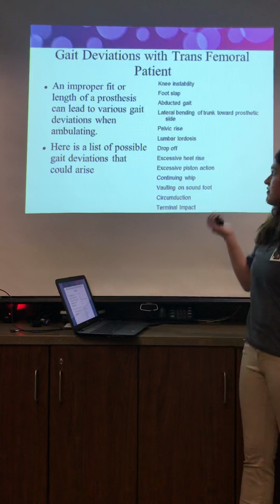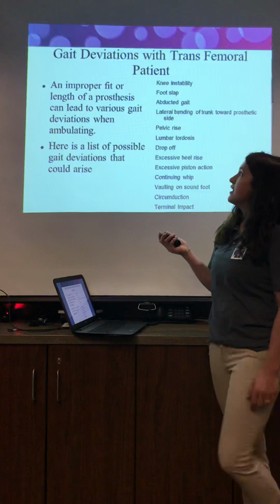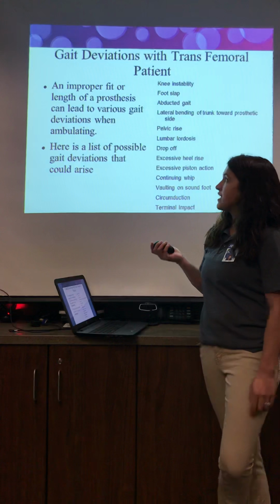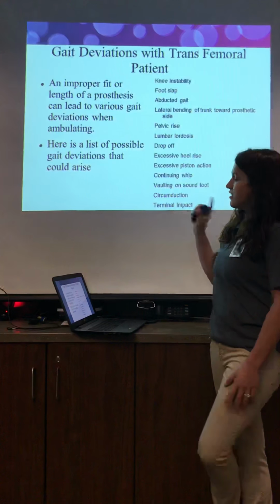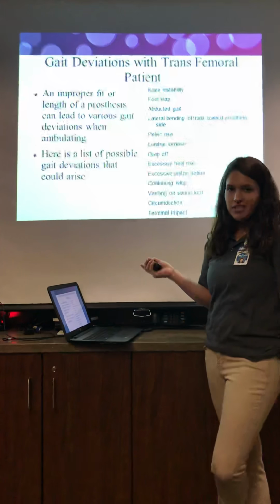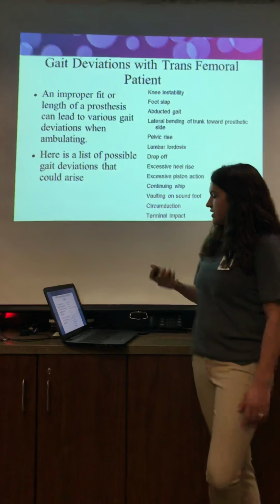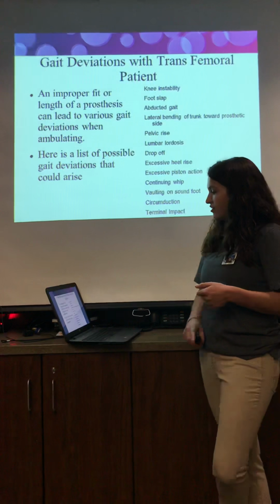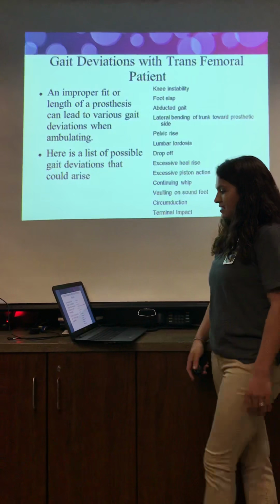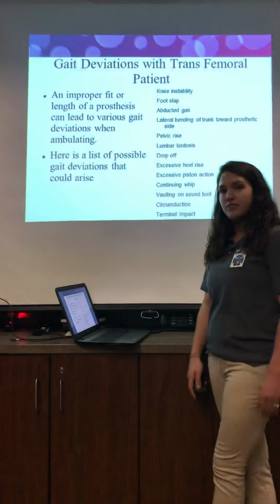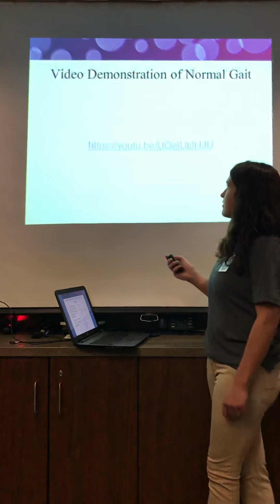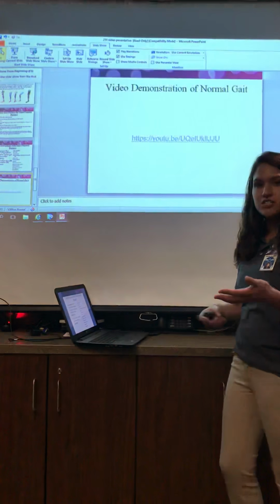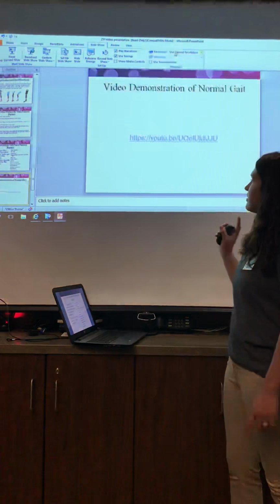You can also have gait deviations. An improper fit or length of the prosthesis could lead to various gait deviations when ambulating. Here is a list of the possible gait deviations that can occur, and I'm just going to read some of them. You have knee instability, foot slap, pelvic rise and drop, excessive heel rise, terminal whip, vaulting on the sound foot, circumduction, and terminal swing.